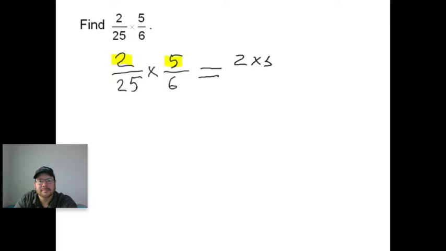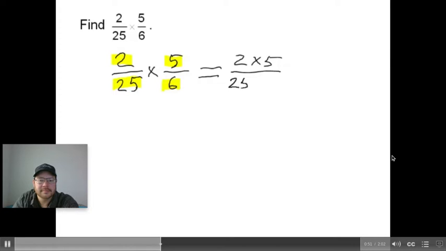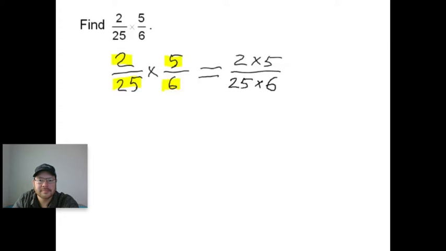This is a good time to look for common factors in the numerator and in the denominator. For instance, notice that 2 is a factor of both 2 and 6. Then notice that 5 is a factor of both 5 and 25. Because we want our answer to be in simplest form, it's a good idea to divide out the common factors right now.